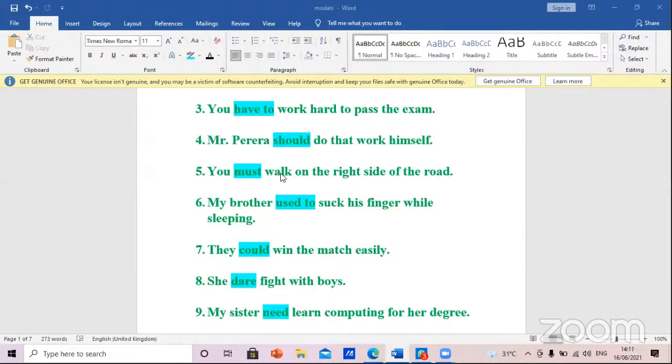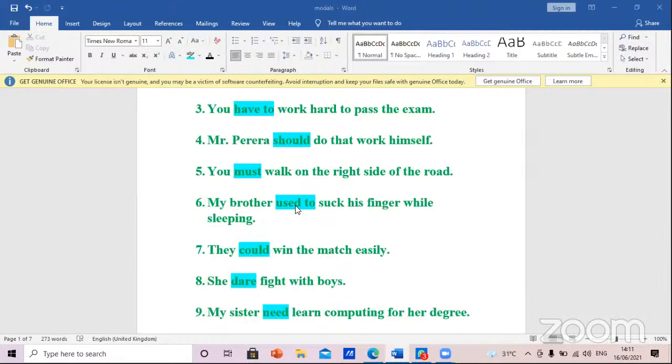That's why you must walk on the right side of the road, or else you must wear helmets when you drive a motorbike. When you ride a bike, you have to have a helmet, right? My brother used to suck his finger while sleeping. Used to. Now he is not sucking his finger anymore, right? Not anymore.